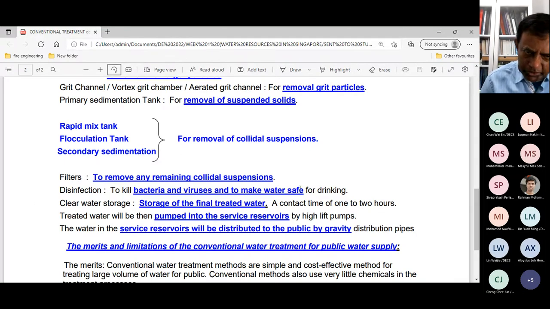In order to make sure that the water is safe, after injecting the disinfectant, they will keep the water in contact with the disinfectant for a certain period of time. And that unit is known as clear water storage. Once the water has remained in the clear water storage for a certain period of time, they will take samples to ensure that the water quality is free from bacteria. Once it is established, then of course you can pump the water into service reservoirs.